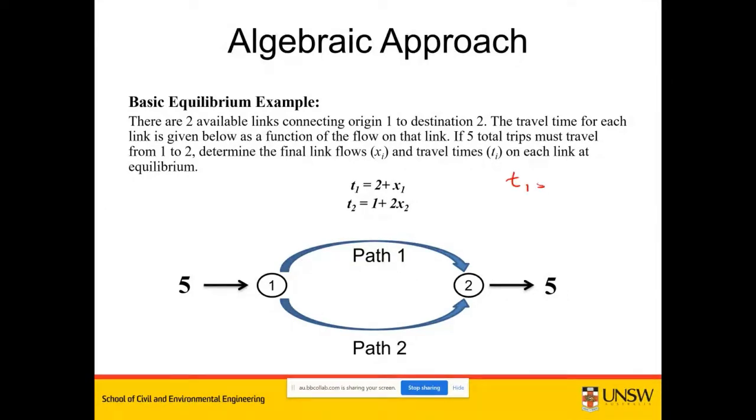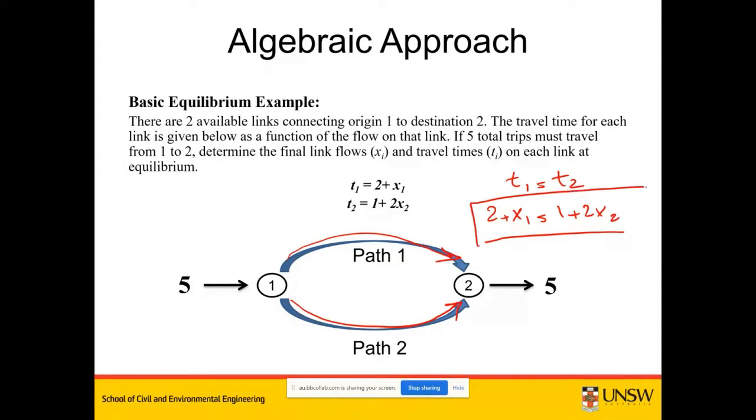So at the equilibrium point, in this example, if path 1 and path 2 are being used, the travel time of these two paths must be equal. So that's one equation. So if I replace the cost functions here, sorry, this should be 2. So that's one equation.